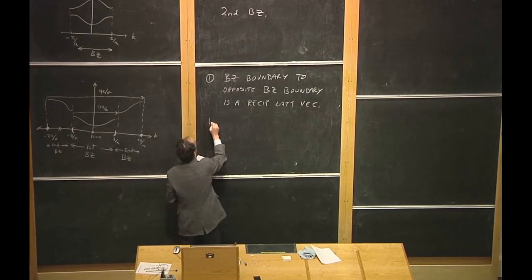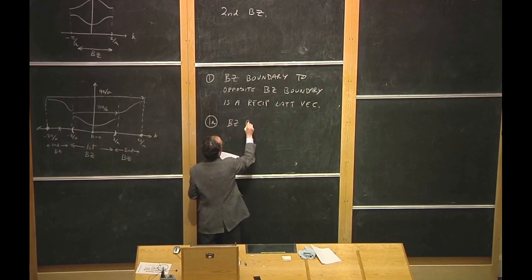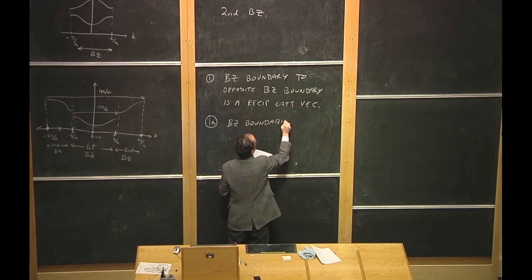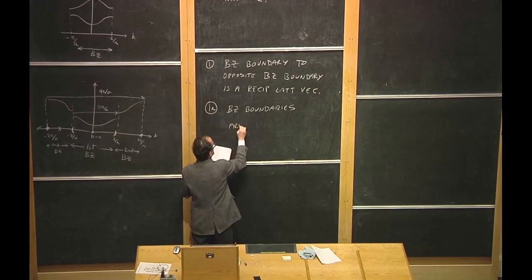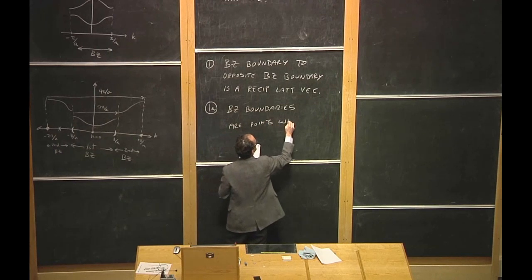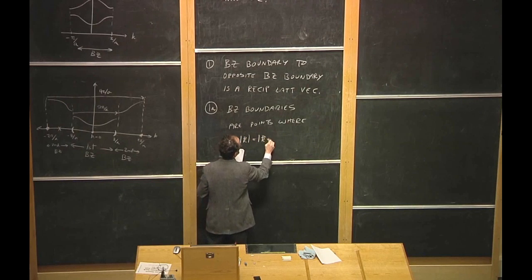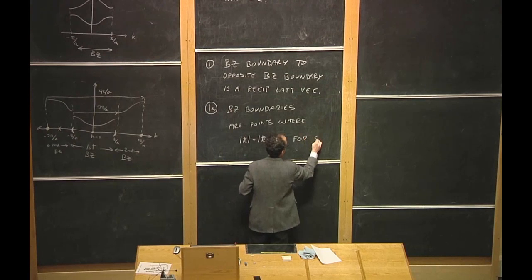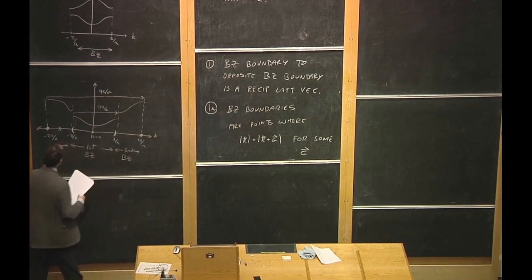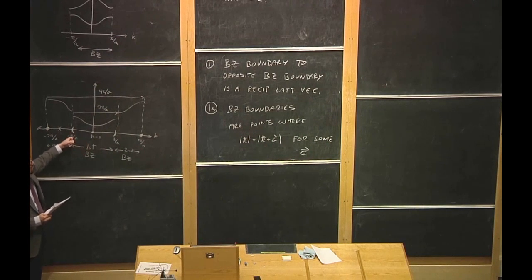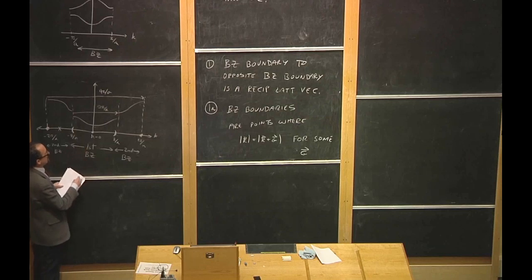Okay? A corollary of this, or maybe it's not a corollary but an almost equivalent statement, is that BZ boundaries are points where the absolute value of k equals the absolute value of k plus g, for some reciprocal lattice vector g. So you need to have k and k plus g having the same magnitude for g being some reciprocal lattice vector.